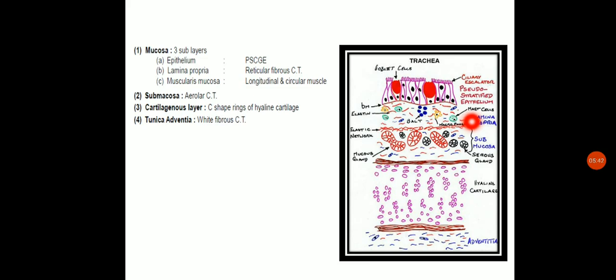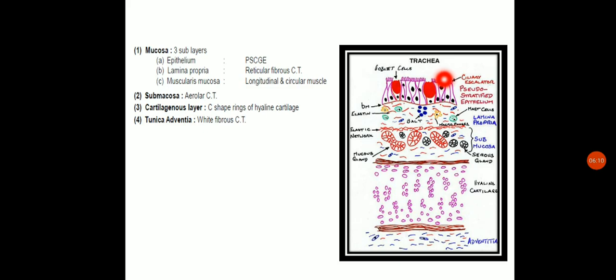We have seen what pseudo-stratified is, right? These cells are not actually forming layers, but it will be observed like that. The single layer looks like multiple layers, so it is called pseudo-stratified. These epithelial cells are made up of ciliated cells, called PSCGE, which means pseudo-stratified columnar glandular epithelium.